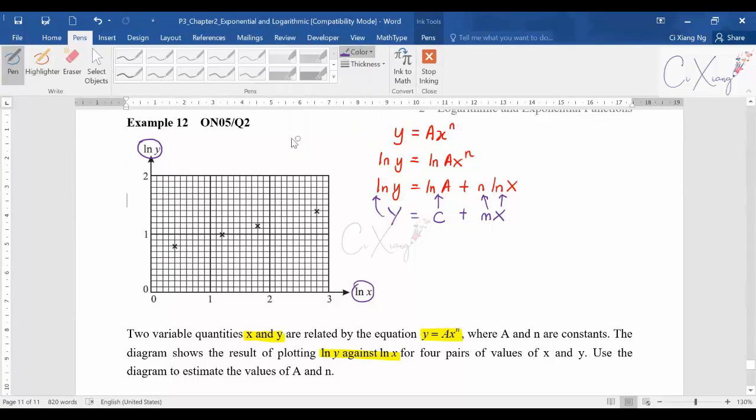All right, so now let's have a look at the graph here. If you use a ruler to try to join the points, you will see that these 4 points can form a straight line. If you use a ruler to draw, you realize the line can pass through all the 4 points here.